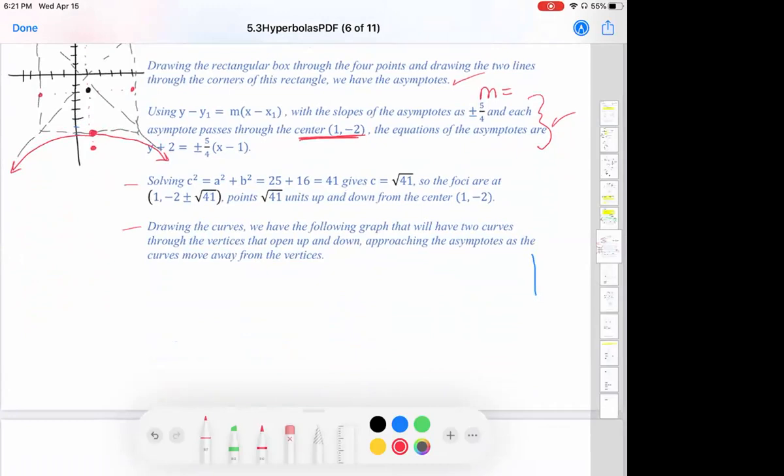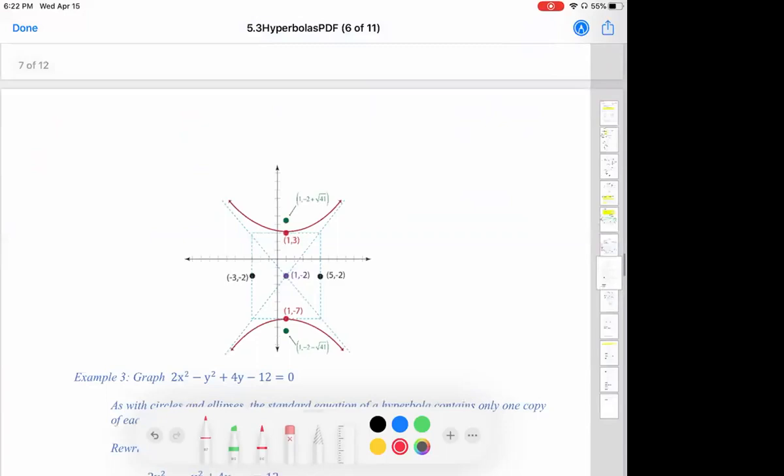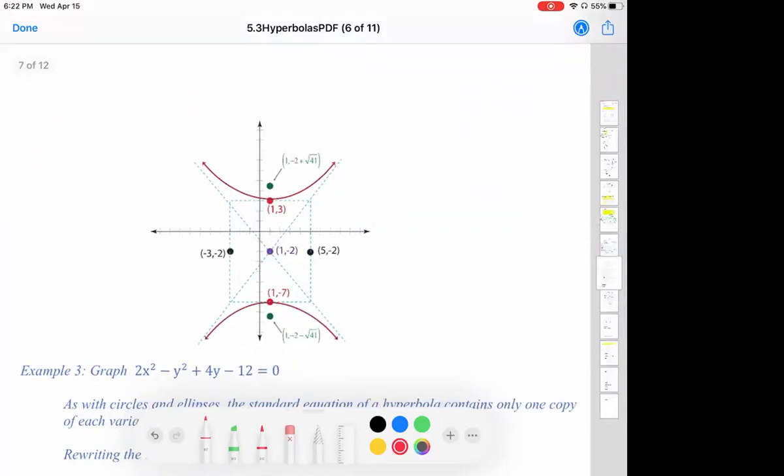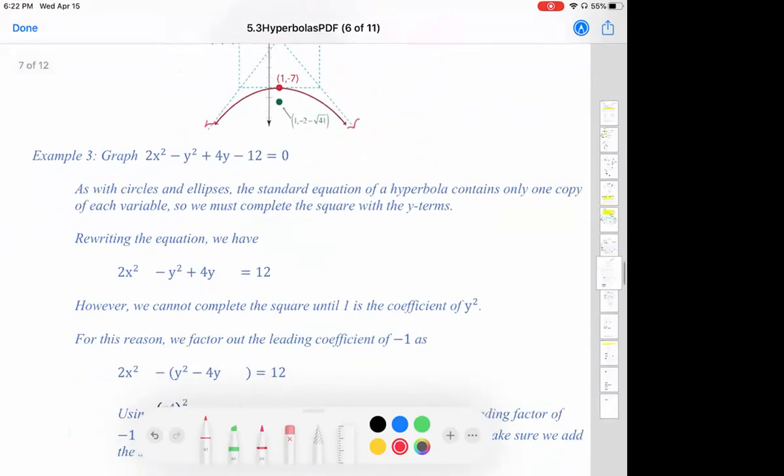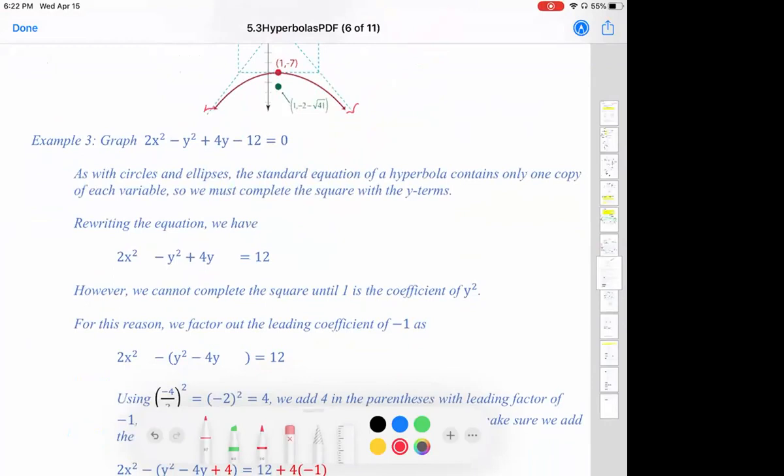Drawing the curves, we have the following graph that will have two curves through the vertices that open up and down, approaching the asymptotes of the curves, moving away from the vertices. So there we go. That's what we have. Now, it tells you how to find that formula for your lines. I don't really focus on that too much. As long as you can find your dotted box and go from there, and know which way it opens, I feel like you're in good shape. Let's go ahead and do example 3 and then we'll call it a day.